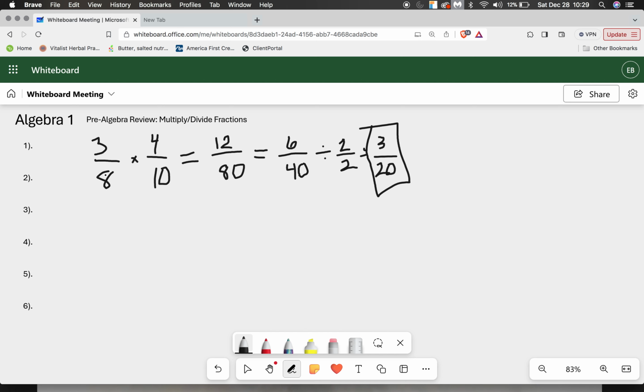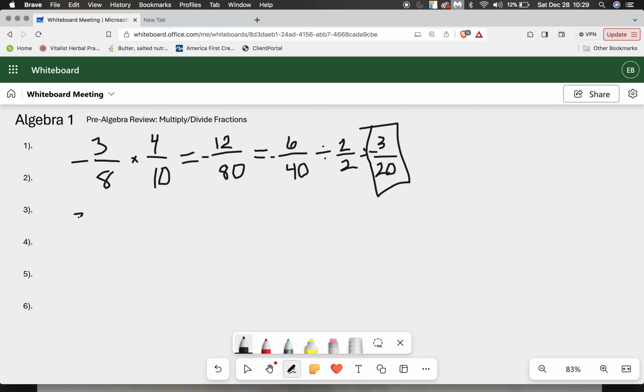Okay, when you're multiplying a fraction, let's say this one had been a negative 3/8 times 4/10. Now, just remembering our rule of negatives, if we have a negative and a positive multiplied together, that means that the answer is going to be negative, and so our final answer would have been negative 3/20ths. Pretty simple. Okay, now dividing fractions.